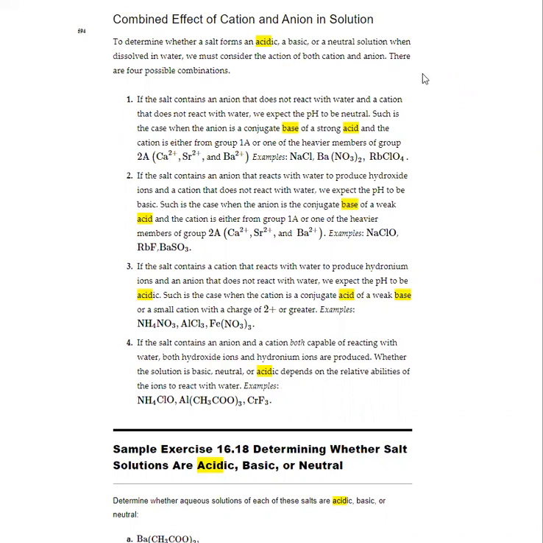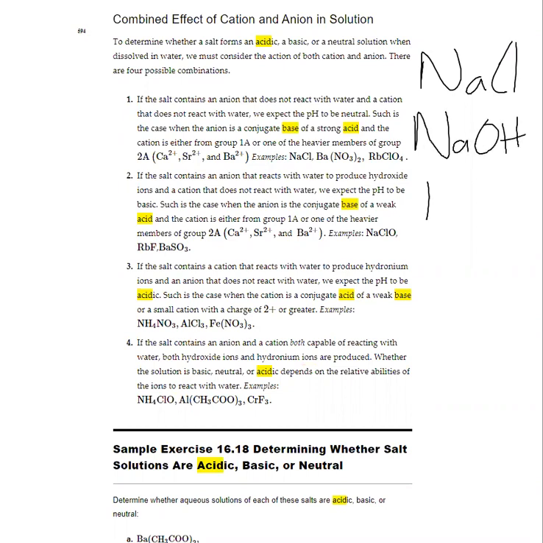So we'll look at NaCl. What formed that? It was NaOH and HCl. Both of these are equally strong. NaOH is a strong base. HCl is a strong acid. So since NaOH is a strong base, what kind of conjugate is it going to have? It's going to have a very, very weak conjugate acid. And since HCl is a very strong acid, what kind of conjugate base is it going to have? It's going to be very, very weak.